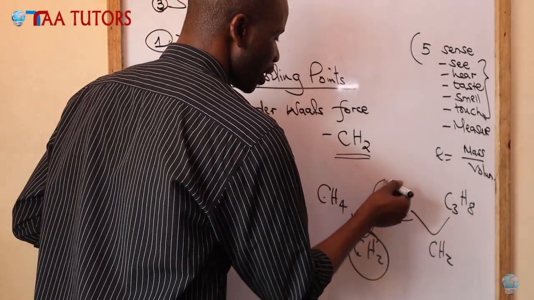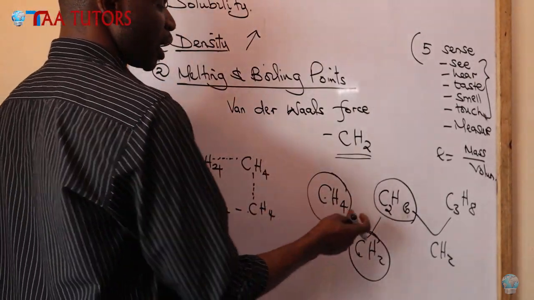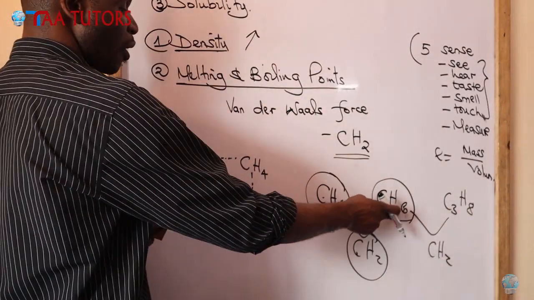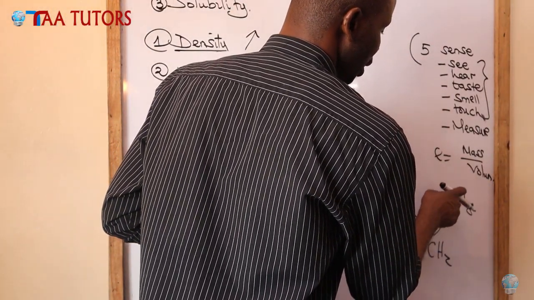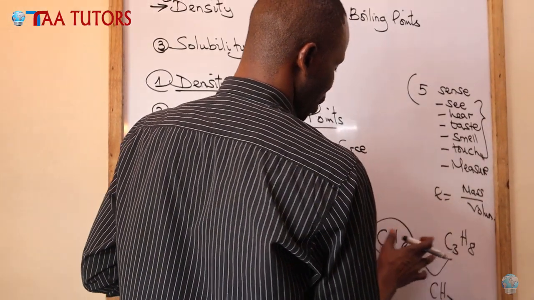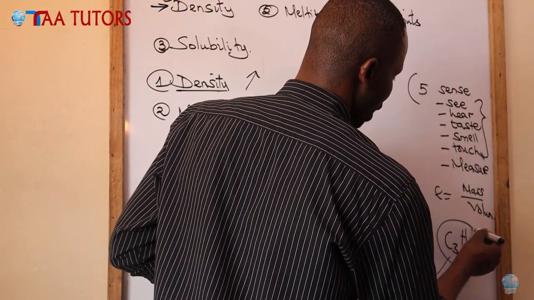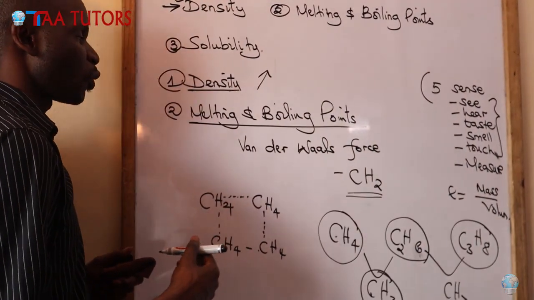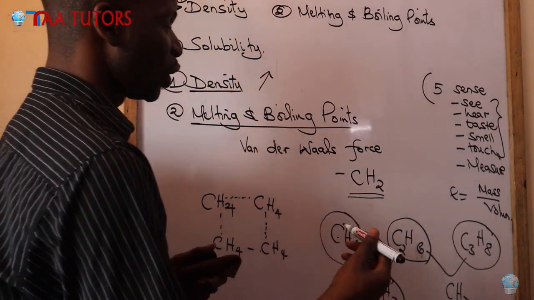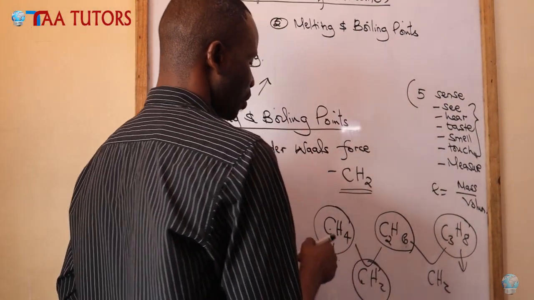As this is added, the force of attraction in ethane will be stronger than the force of attraction in methane. So in terms of melting and boiling point, ethane will have a higher melting and boiling point than methane. And propane will have the highest melting and boiling point among these 3 molecules, because since the size is bigger, the forces of attraction holding the molecules are very strong, which means that it requires more heat to overcome here than the amount of heat required to overcome here.